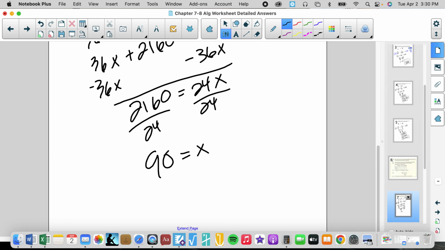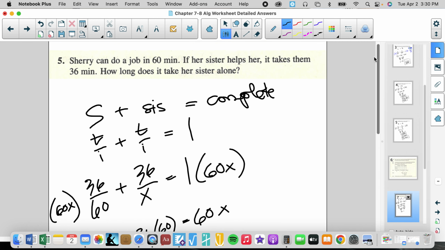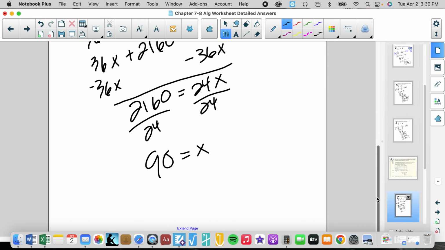90 equals x. Remember, x represented the sister's individual time, so it took 90 minutes for her sister alone.